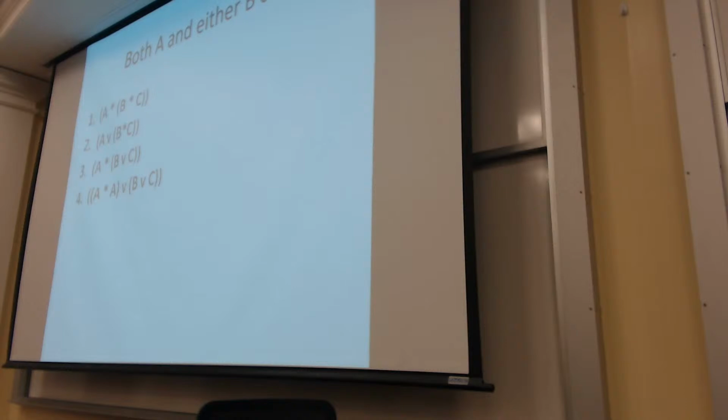Now, if we change the order of the B and the either, if we'd said both A and B or C, then it would be both A and B or C. But we didn't do that.